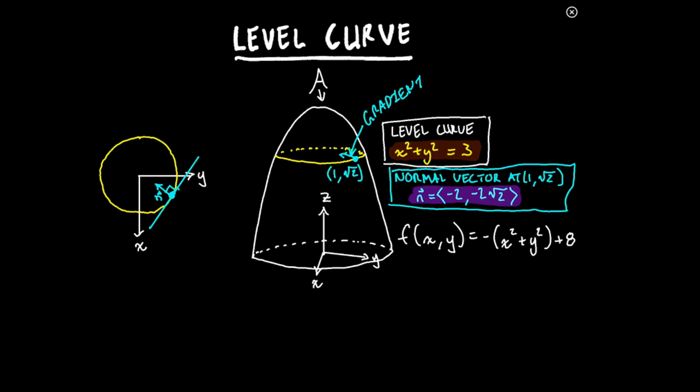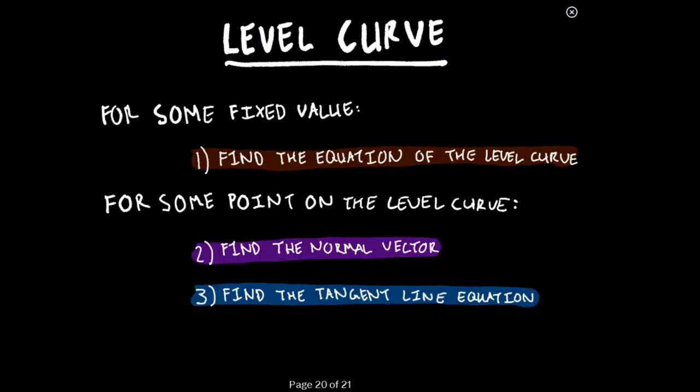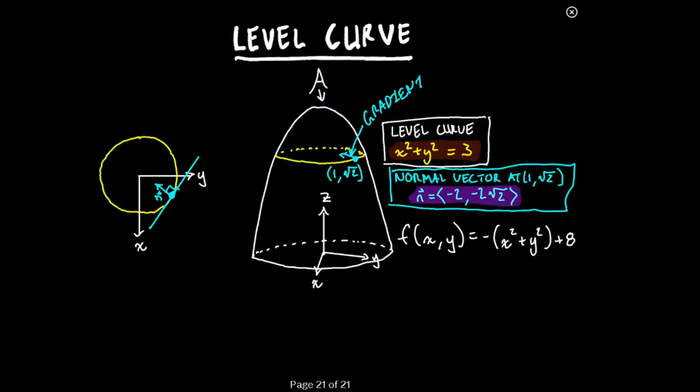All right, so our last component that we're looking for is to find the tangent line equation. Now, what's the tangent line? Well, we already pointed out the tangent line. It's right here. And it's going to be perpendicular to the normal vector, just by the way that it is.